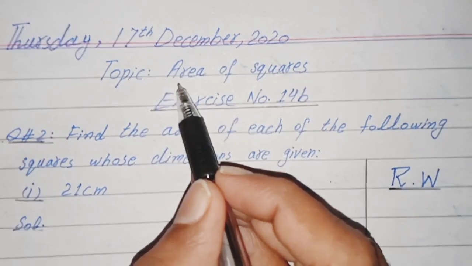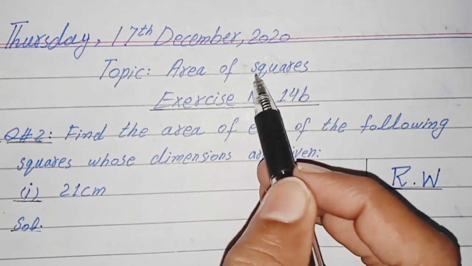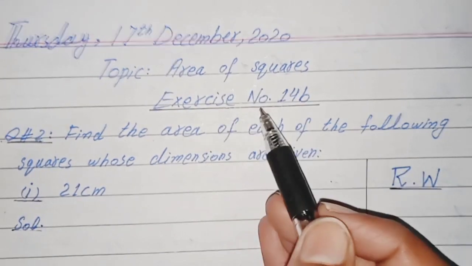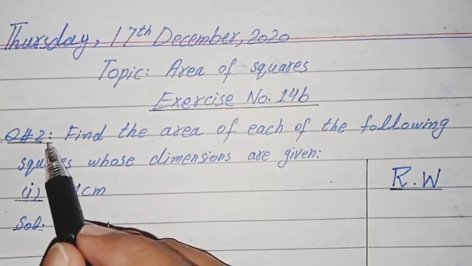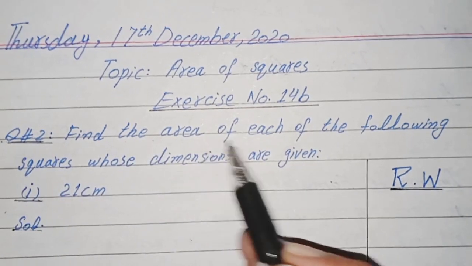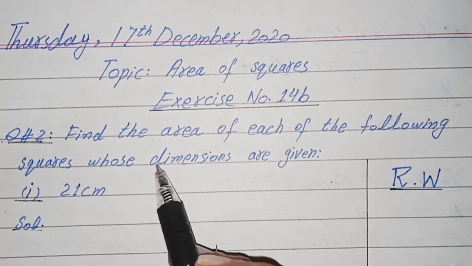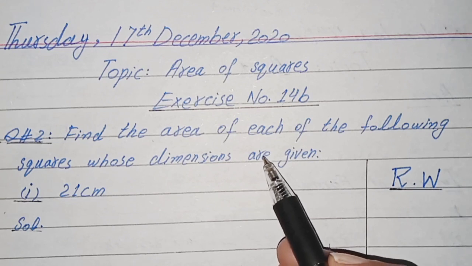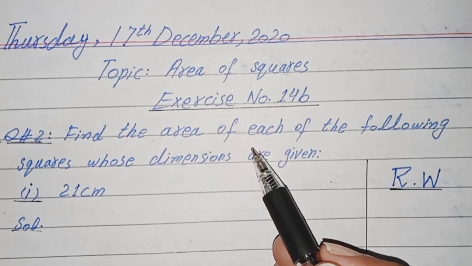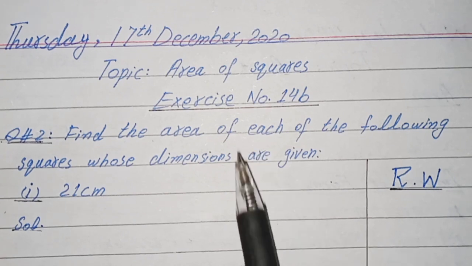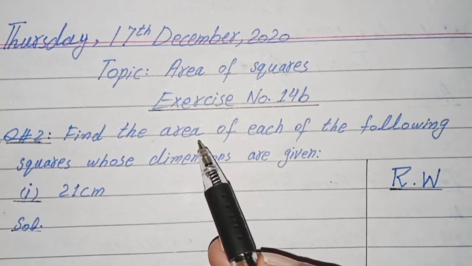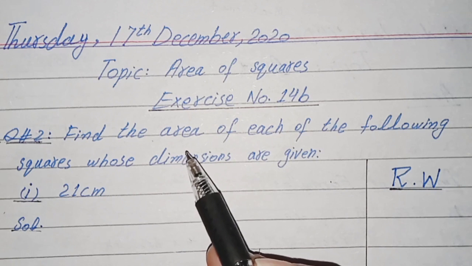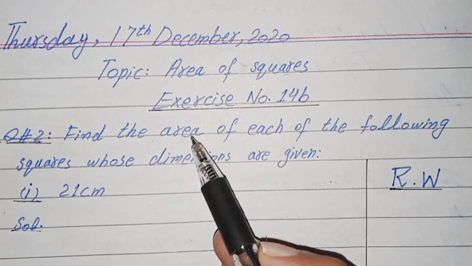The topic of our today's discussion is area of squares. Exercise number 14b, question number 2 is written as: find the area of each of the following squares whose dimensions are given. As we know, a square has all four sides the same. All four sides have equal length. So to find the area of a square, we have a formula: we multiply side by side. The answer is equal to area.